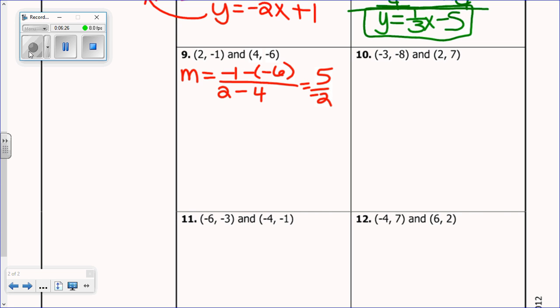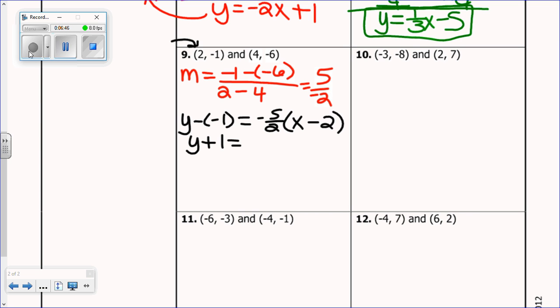All right, so now we're just going to pick a point and plug it into the point slope. So we have y, and our y value is -1, so y minus -1 equals our slope of -5/2 times x minus 2. I'm going to clean up my extra negatives. So I got y plus 1 equals -5/2 times x minus 2.